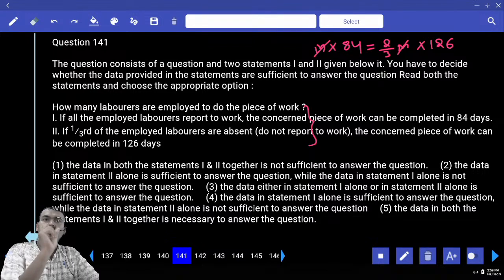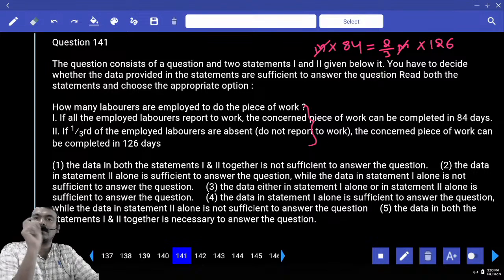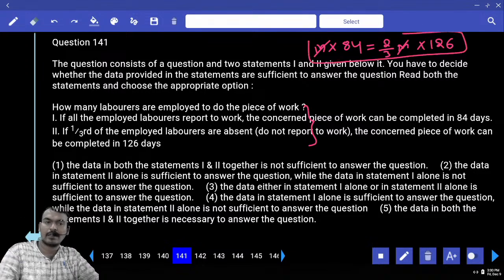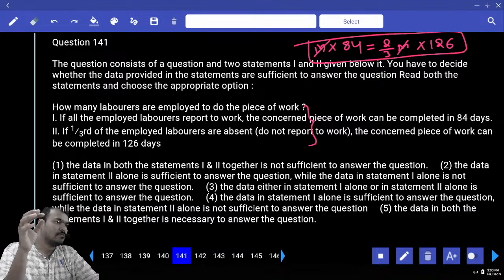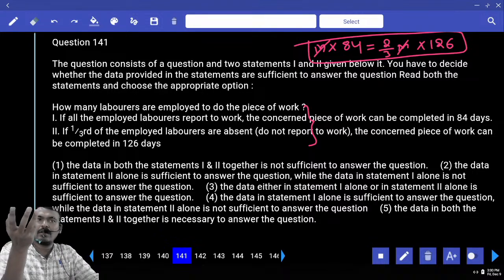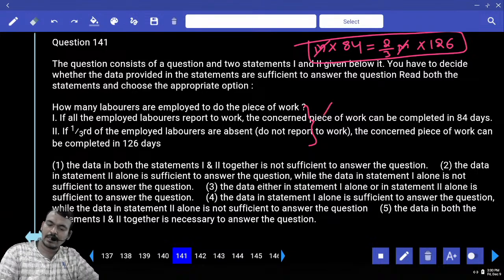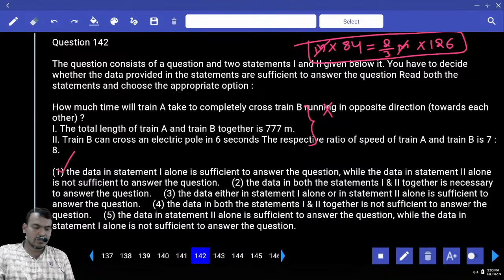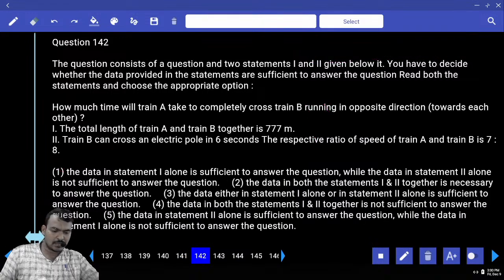Okay. What is the work concept? Men into days. If we require the men value, definitely we need to know the work and days. But in this one, we are not getting the M value, which means we are not getting the D value and also the W value. Both 1 and 2 together are sufficient or not sufficient? Not sufficient. Then the answer is the first option or the second option? Together not sufficient or sufficient? Not sufficient.